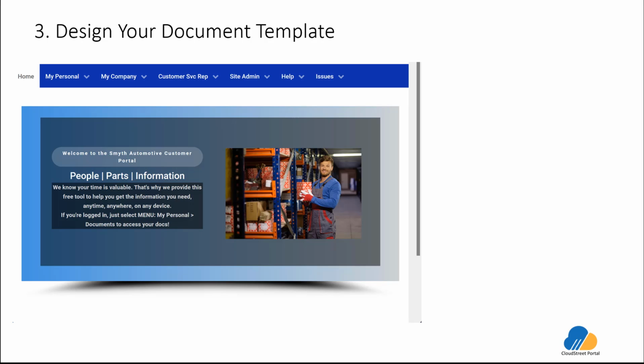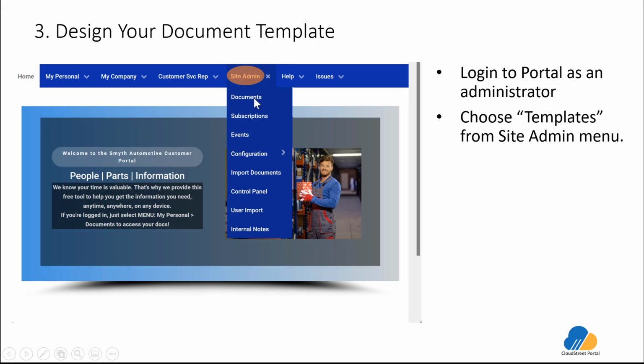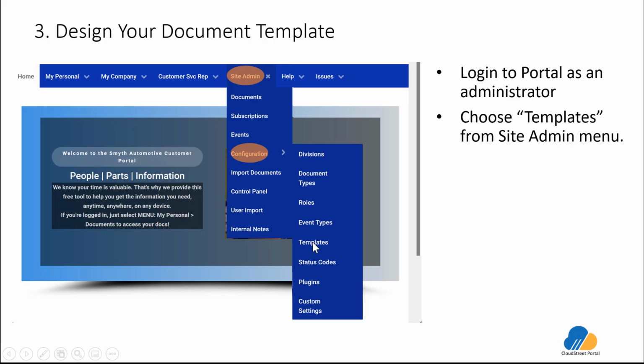The third step is to design your document template. And to do that, we need to log into the portal as an administrator. And when we do that, we will get additional menu options up here, including the Site Admin menu. We're going to choose Site Admin, go to Configuration, and then choose Templates.